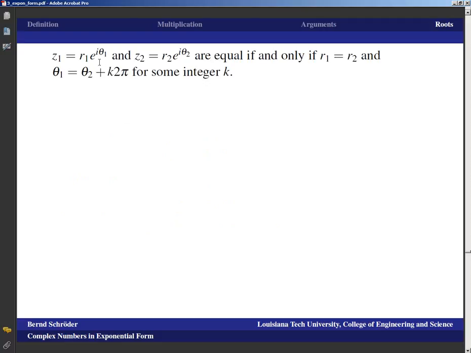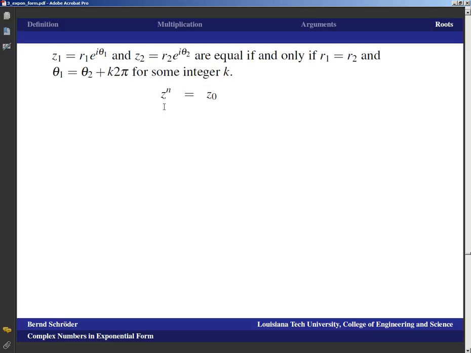If you've got two complex numbers, r1 e to the i theta 1 and r2 e to the i theta 2, they're equal if and only if, first of all, they both must have the same length, so we must have that r1 is equal to r2, and once we've got that, they also must have the same arguments, and that means that these values theta 1 and theta 2 can only differ by an integer multiple of 2 pi.